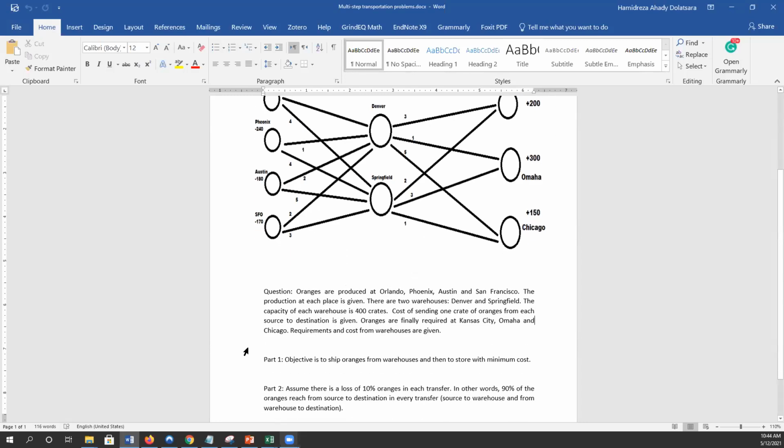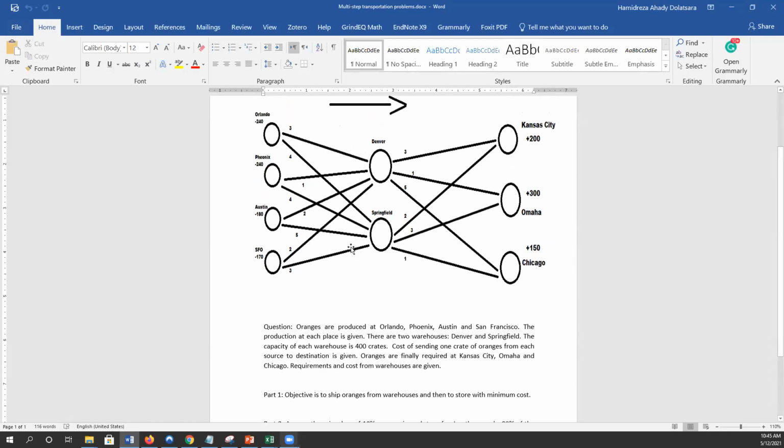If you look at the problem, let me read it. Oranges are produced at Orlando, Phoenix, Austin, and San Francisco. The production at each place is given. There are two warehouses, Denver and Springfield. The capacity of each warehouse is 400 crates. Cost of sending 1 crate of orange from each source to destination is given. So on those links, you see the cost. Oranges are finally required at Kansas City, Omaha, and Chicago. Requirements and costs from warehouses are given. Cost is our objective goal. We want to minimize the cost.